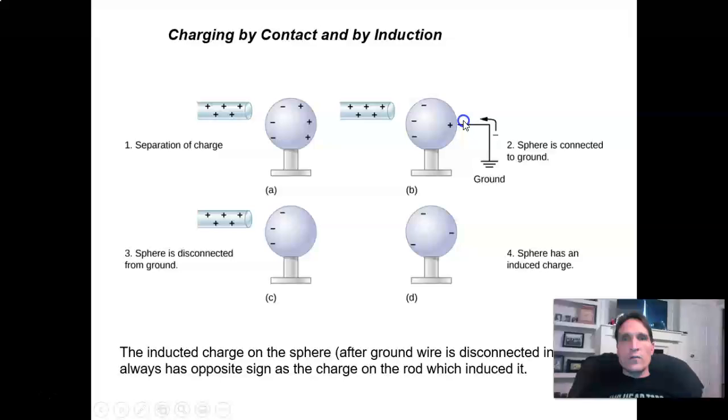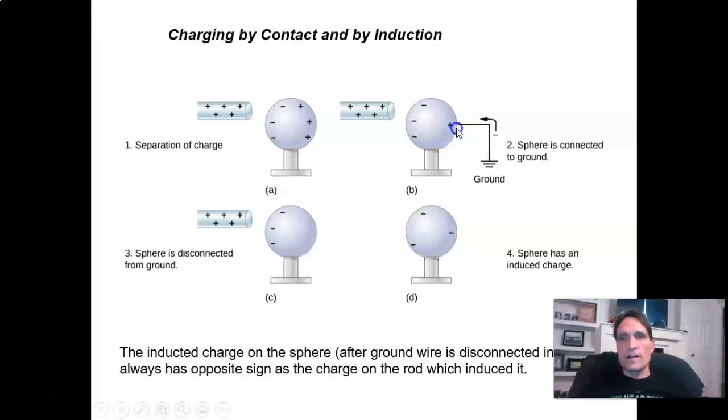Okay, now we're going to connect a grounding wire, a wire to ground. So we're going to connect a wire from the sphere to ground. And what's going to happen now is that there's a path for electrons to flow freely between the wire, which is a conductor, and the sphere. So electrons are going to come up from ground, and they're going to neutralize some of this charge. Or you can think of it, it's not really happening, but you can think of it as the positive charge running away to ground, repelled by the positively charged rod. It's really the electrons coming upward, but you can think of it the same way.